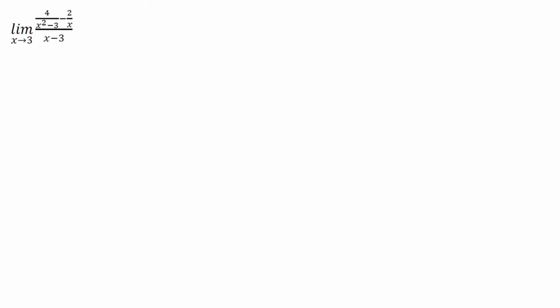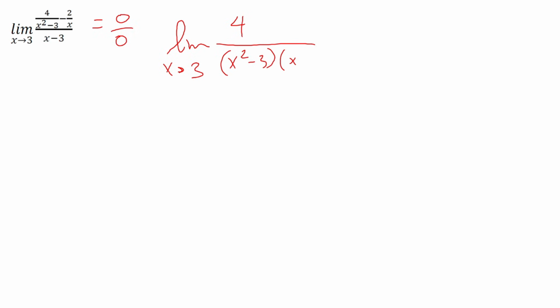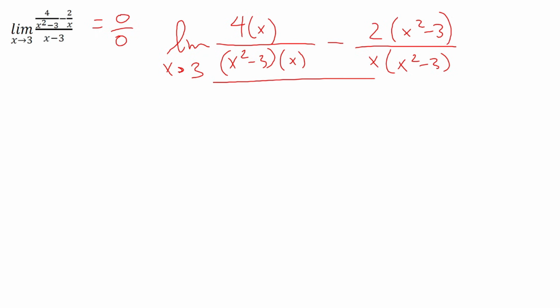So we can see that if we plug in 3 to this, we get 4/6 minus 2/3, which is 0, and then over 3 minus 3. So it's definitely an indeterminate limit. So we're going to get our common denominator. We're going to do a limit as x approaches 3 of 4 over x squared minus 3. And we're going to multiply by x and by x here. And then minus 2 over x. And we're going to multiply by x squared minus 3 and x squared minus 3. And just like before, it's all over the x minus 3 over 1.